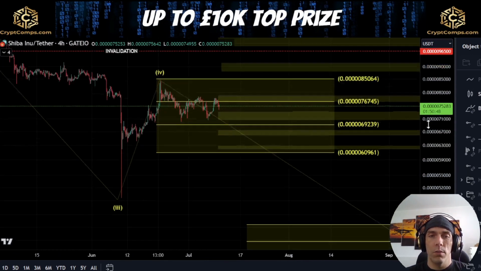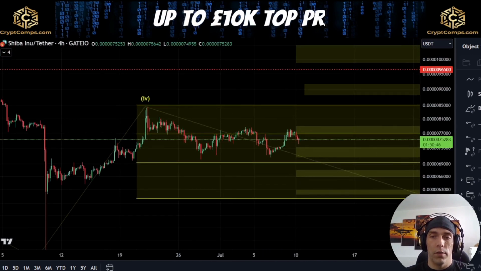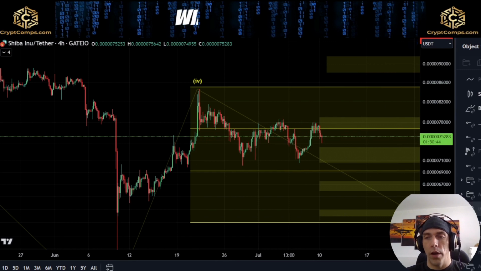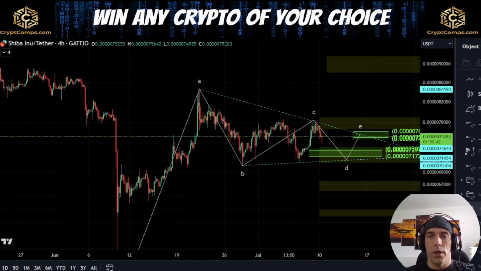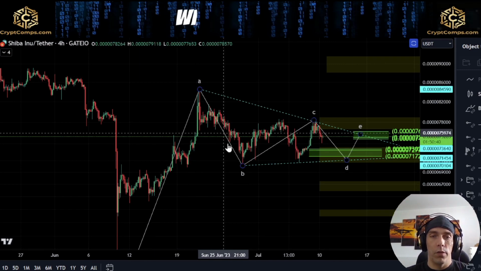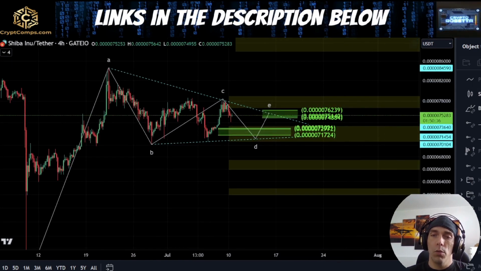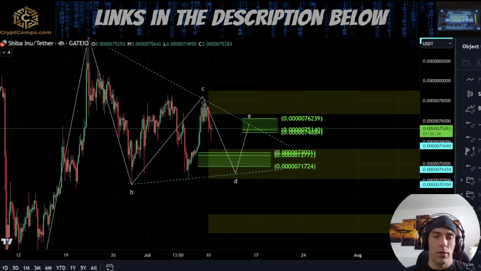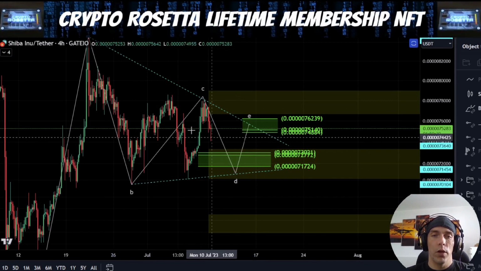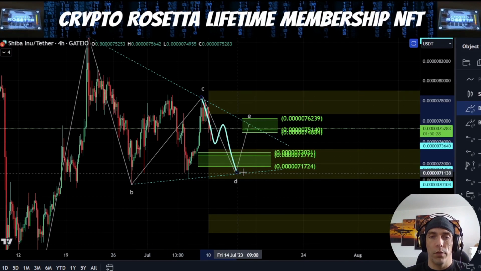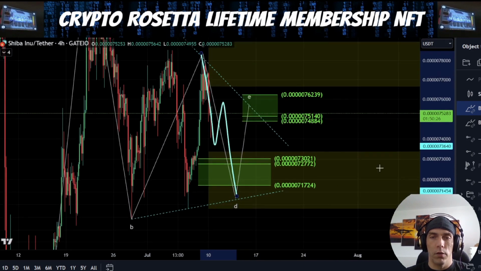The way that I'm looking at this move currently is that this could actually be a triangle forming. So what I want to see here is that if this is an A wave, this is a B, and this is a C wave into this high over here, what we could then see is a D wave to the downside. So I am looking out for three waves to the downside, targeting this lower range here.